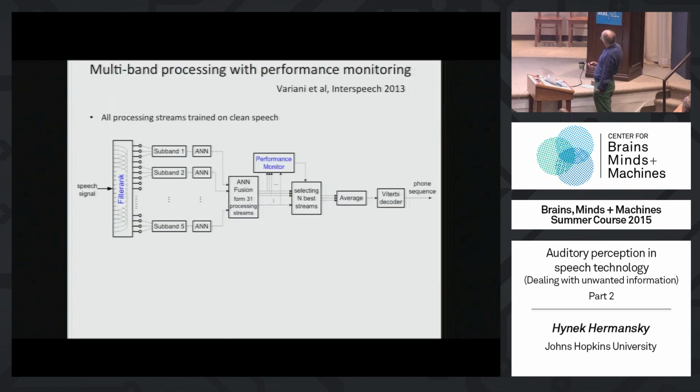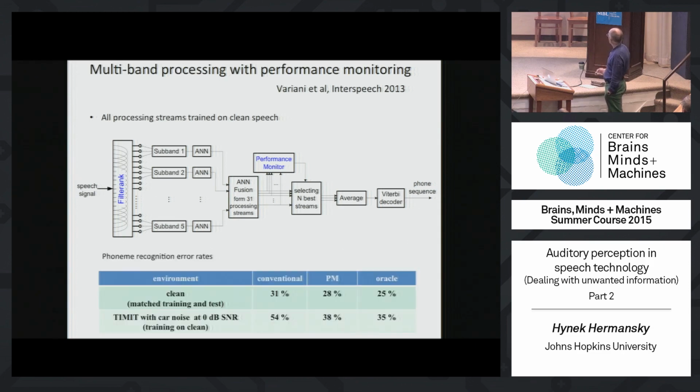So this is the whole system. It was published in 2013, like Interspeech. We had the subband recognition, fusion, performance monitor, and then selecting the best stream. This is how it worked. This is again showing for car noise. Car noise is very nice because it mainly corrupts the low frequencies, so all these subband techniques work quite well.